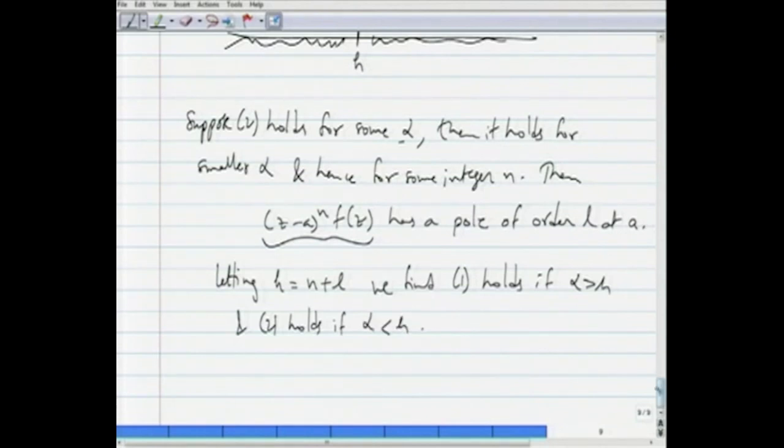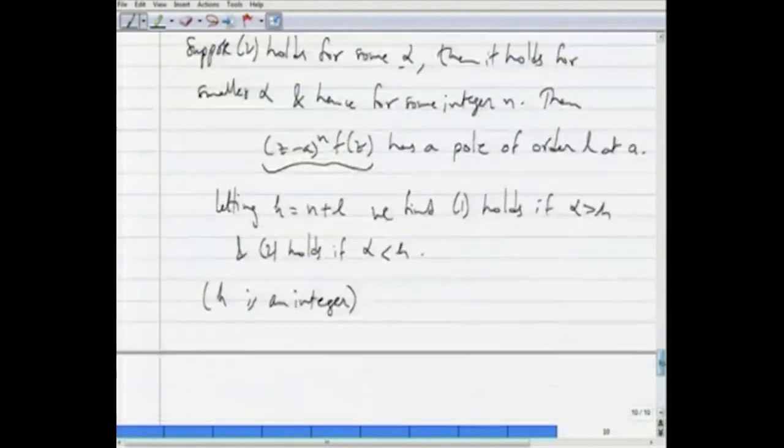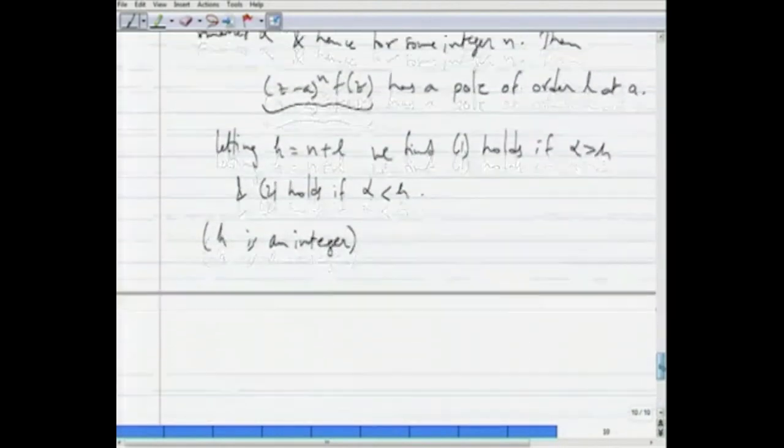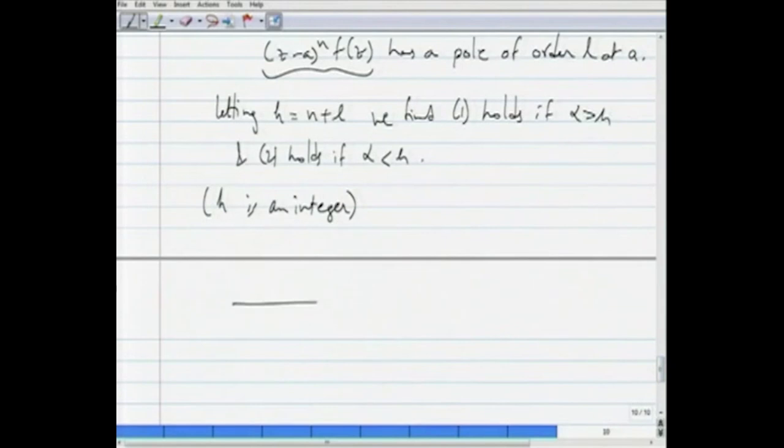Once again, here h is an integer. Notice h is defined to be n plus l. And once again on the real line we have a divide at h: for alpha less than h, 2 holds, and for alpha greater than h, 1 holds.